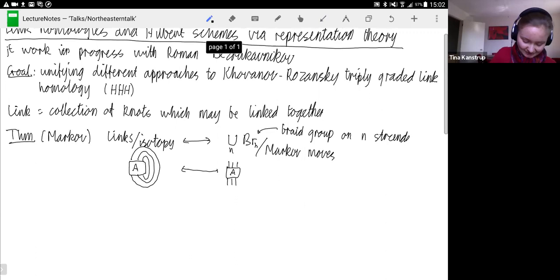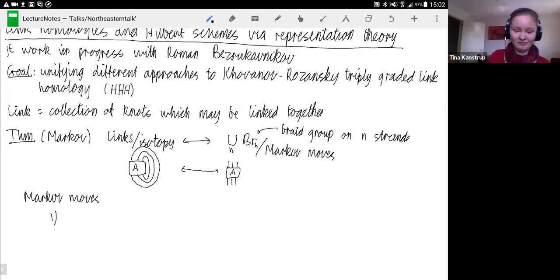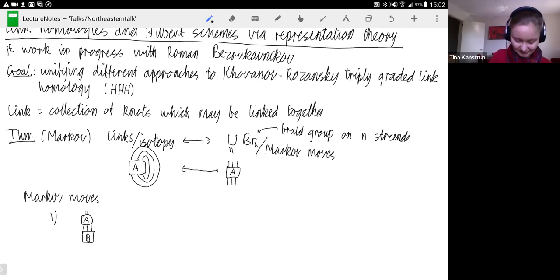All right, so the Markov moves. There are two of them, and they're the most obvious thing. If I have two braids stacked on top of each other, then this is the same as stacking in the opposite order. Because if I were to close these up, I could just slide one braid to go on top of the other, and that would be the same.